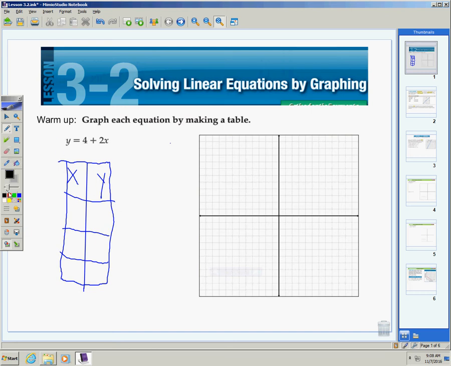So now that you're done, the 3 points I usually plug in, as long as I don't have fractions, are 0, 1, and 2. When I plug in 0 for x, y is 4. When I plug in 1, y is 6. When I plug in 2, y is 8. Then I just plot those 3 points: (0, 4), (1, 6), (2, 8), and make my line. Hopefully you can draw a line better than me, but that is basically what our line should look like.